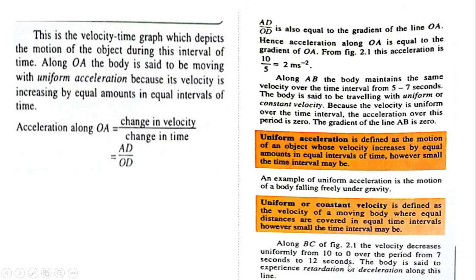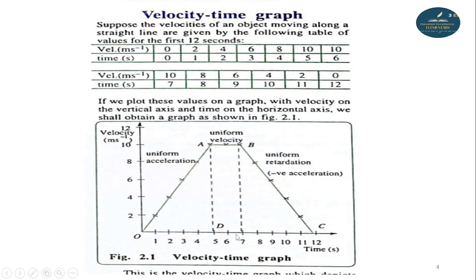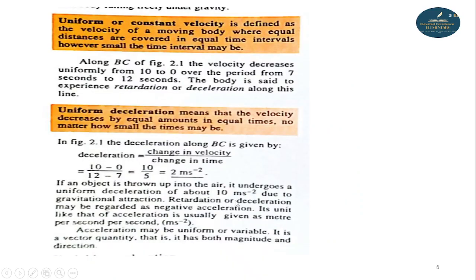In the figure above, the deceleration along BC is given by the change in velocity over the change in time. That's 10 over 12 minus 7, which gives 5. So 10 over 5 gives 2 meters per second square. If an object is thrown up into the air, it undergoes a uniform deceleration of about 10 meters per second square due to gravitational attraction.